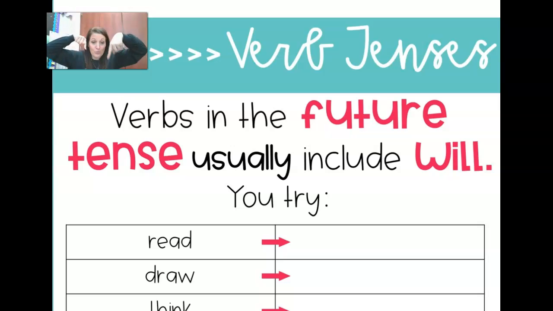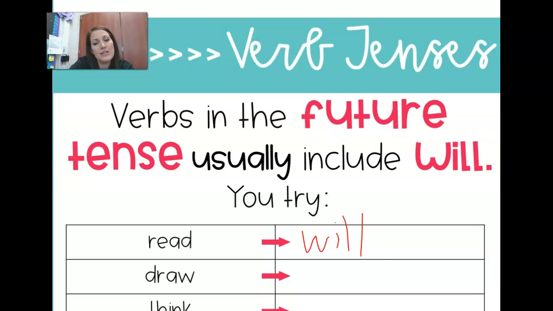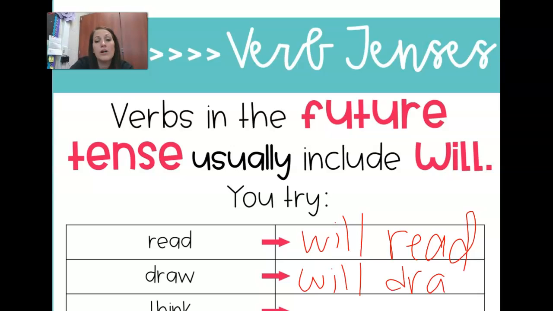Present tense is I'm reading my book, with -ing. So future is going to be I will read that tomorrow. The next one: did you draw me a picture? No, but I will draw you one when I'm done with all Mrs. Youngie's lessons for the day.